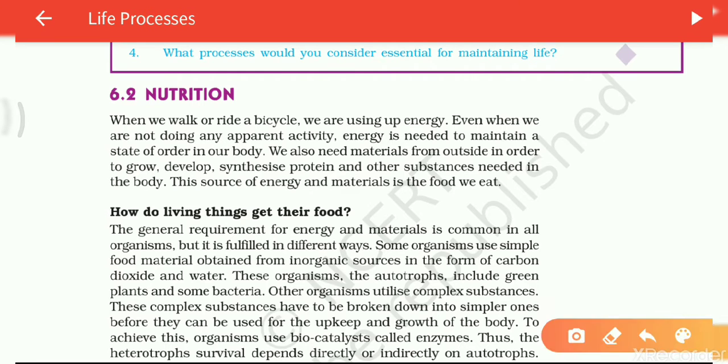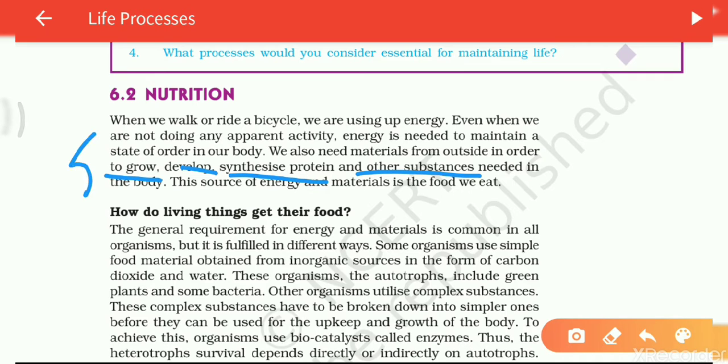This is the first paragraph of this 6.2 topic. When you walk or ride a bicycle, when you do any kind of work, you need energy. The energy is very important here. What is the function of this energy? It is needed to maintain a state of order in your body. We also need materials from outside in order to grow, develop, synthesize proteins and other substances needed in our body. State of order means to grow, develop, and synthesize proteins and other substances.